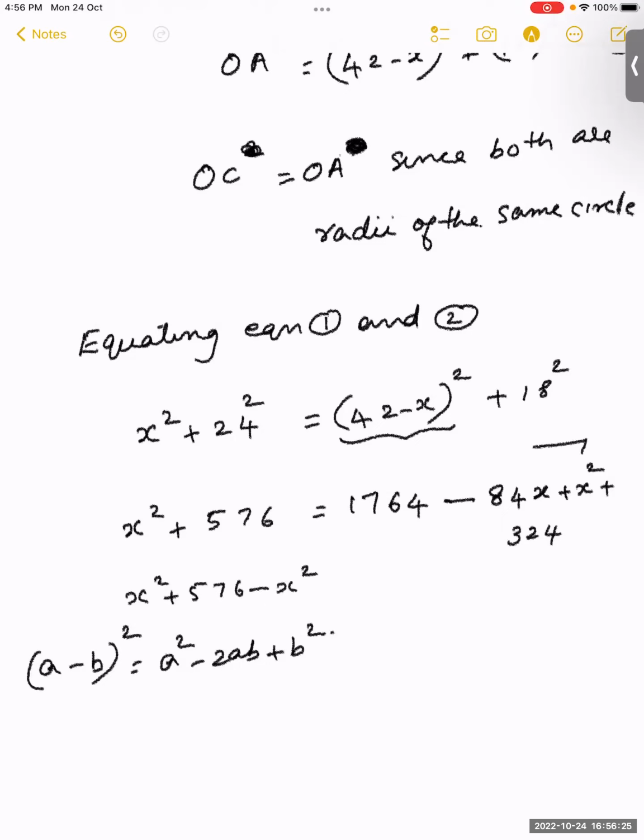Okay, I'm bringing this to the other side, so that's how it's going to become minus x square. Now what? Plus 84x, then 1764 plus 324 becomes 2088. When it is brought to this side, it will become 2088 like this, and equal to 0.